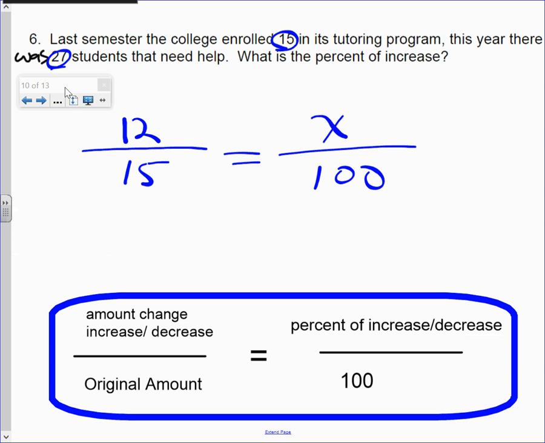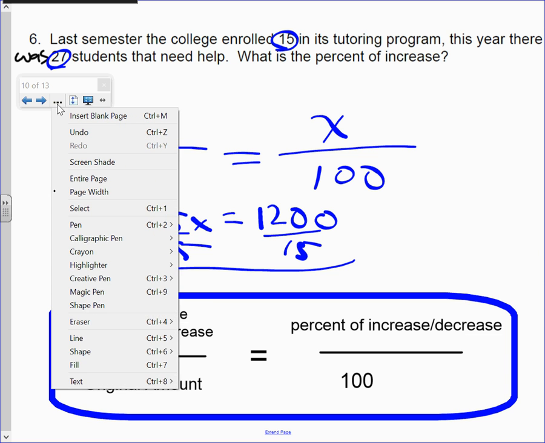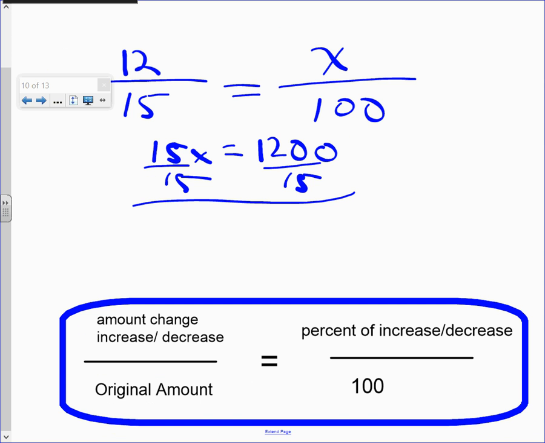80 what? In this case, it's not just numbers. So divide by 15. 1,200 divided by 15 is going to be 80, right? 80% increase. And that's tutoring students who need to be tutored.